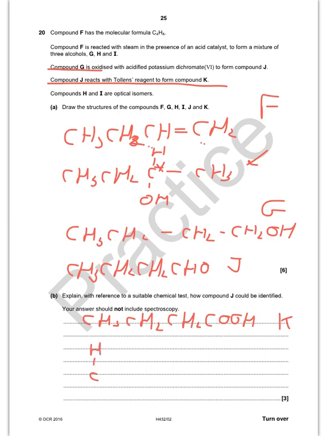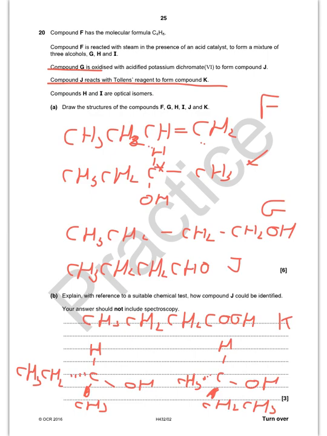So I'm going to have my H there. I could have my OH there. I'm going to have my CH3 there, and then going back I'll have my CH2, CH3, and then we can just swap two of these around. Let's keep those the same, but let's swap that to be CH2, CH3, and this one to just be my CH3. And those are my two optical isomers H and I, like so.